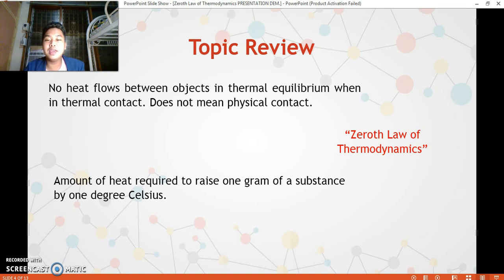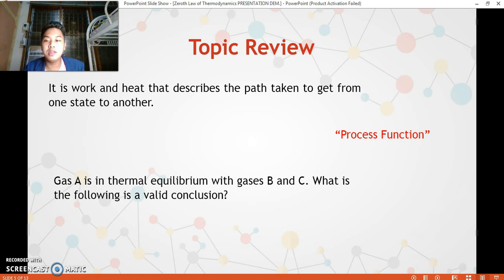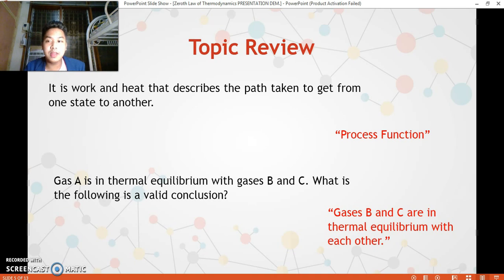An amount of heat required to raise 1 gram of a substance by 1 degree Celsius? That is specific heat. It is work and heat that describe the path taken to get from one state to another. Process function. Gas A is in thermal equilibrium with gases B and C. What is a valid conclusion from this? Gases B and C are in thermal equilibrium with each other.